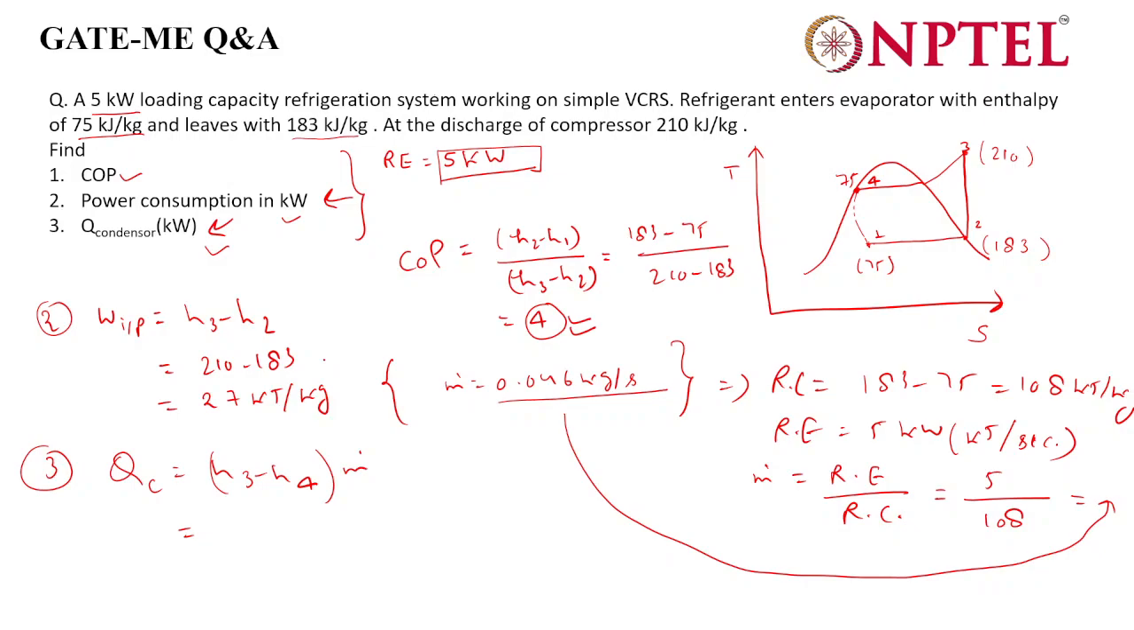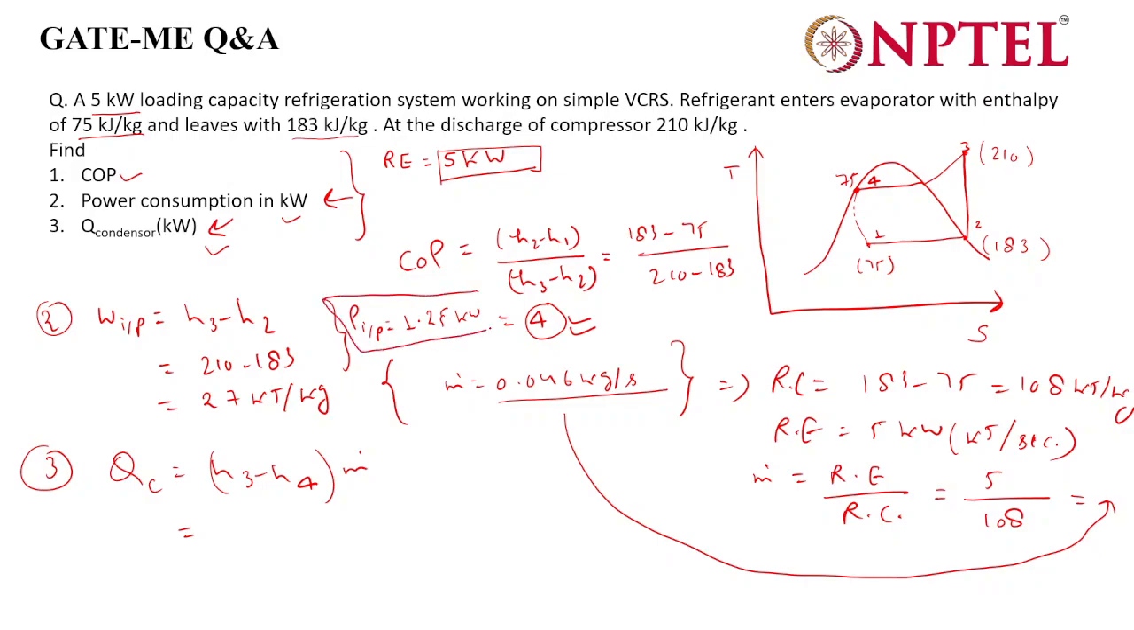So what is the power input here? It is coming 6.21 kilojoule per second. Power input to the compressor. What is the answer in kilowatts? 1.25. 1.25 kilowatt.